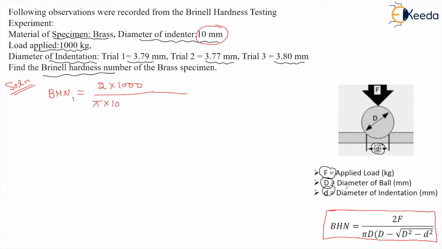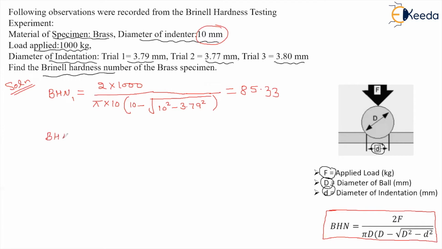You can see here the formula. In the formula, F is in kg, and the diameters, both of the ball and of the indentation, are in mm. So this is 10 multiplied by capital D, which is 10, minus under the root D square, that is 10 square, minus small d square, that is 3.79 in the first trial, right? So this is the BHN1. Use a calculator and solve it. You will get the answer as 85.33. This is the first value of the Brinell hardness number.